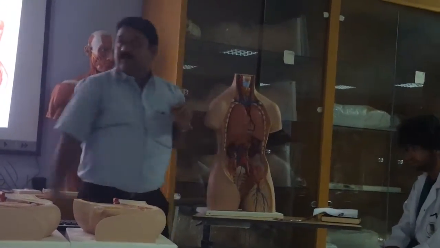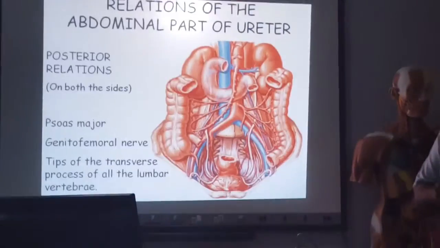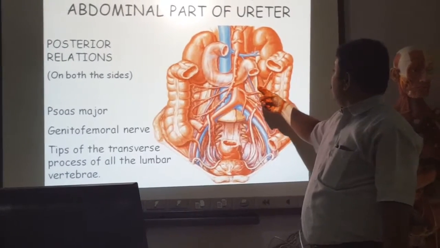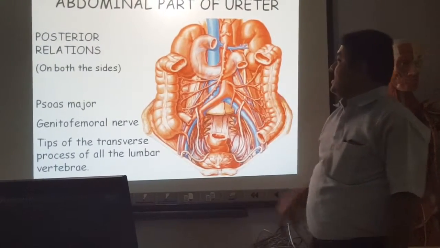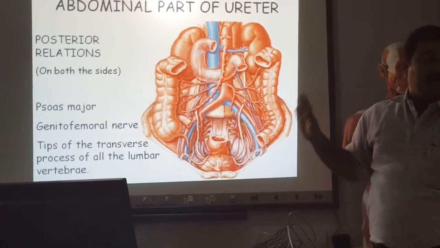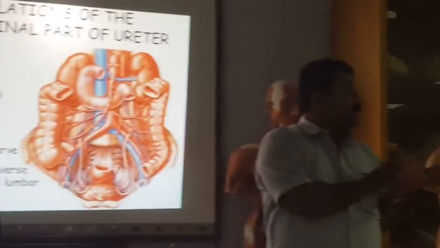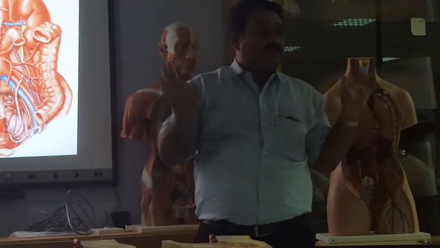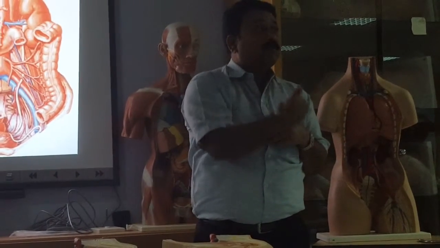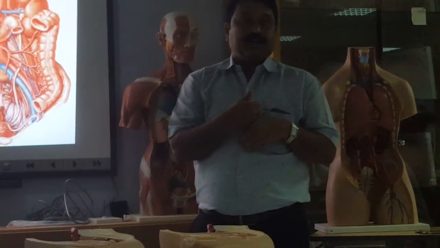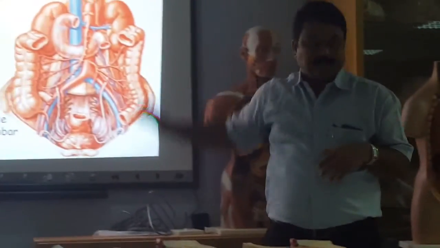And the genitofemoral nerve. See here, yellow colored. So here it is the genitofemoral nerve. Okay, keep it in mind. The first one is the bigger one, that is psoas major, then the genitofemoral nerve, and the tips of the transverse processes of the lumbar vertebrae. These are the posterior relations of the abdominal part of the ureter. Is it clear? Yes.